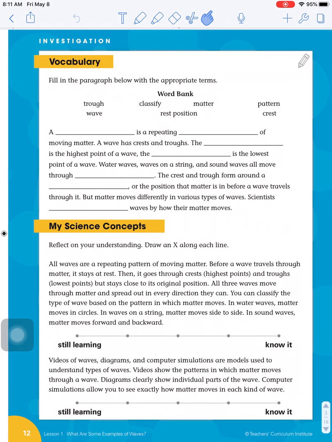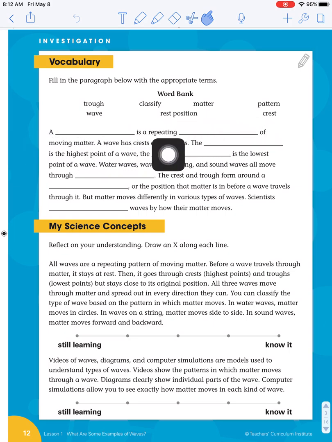All right, after reading, you are going to be able to complete the vocabulary. It says, fill in the paragraph below with the appropriate terms. So here's some words that we're going to learn about in the reading today. Trough, classify, matter, pattern, wave, rest position, crest.